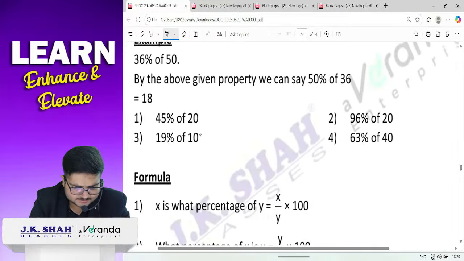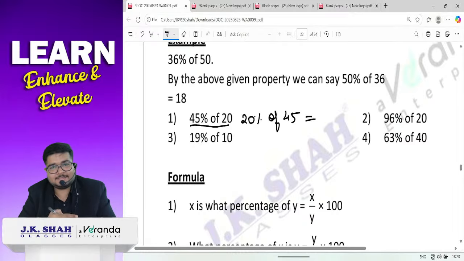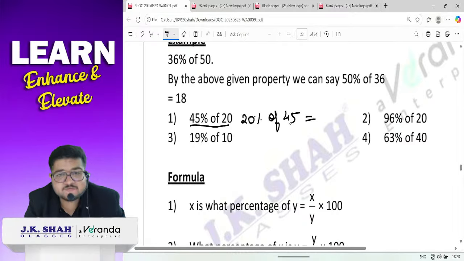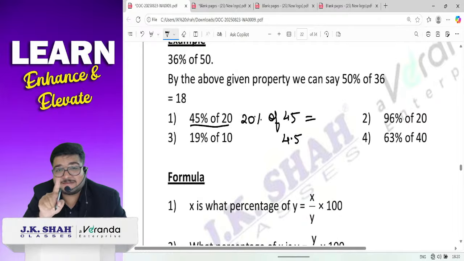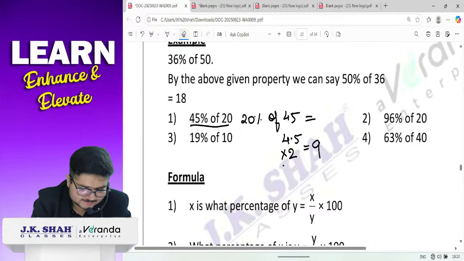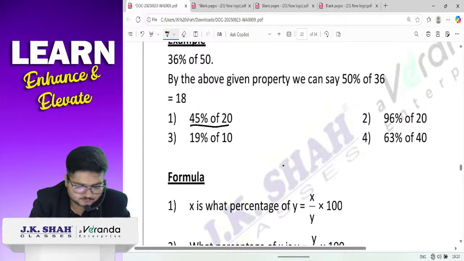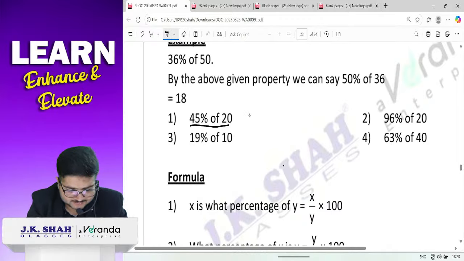Now we'll do sums of this property. First sum is 45% of 20. Sir, we don't know, then please calculate 20% of 45. How will you calculate 20%? 10%, then double. What is 10% of 45? 4.5. You will get 4.5. Then this is 10%. You have to find 20%. So double it. 4.5 into 2 is 9. So answer is 9. Everybody got the answer? Is it okay if I rub it off? You can rewind and watch the solution, right? The answer of this is 9.